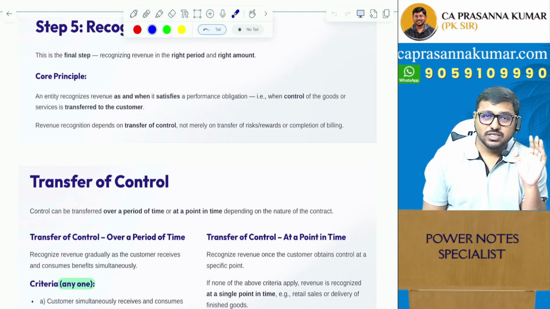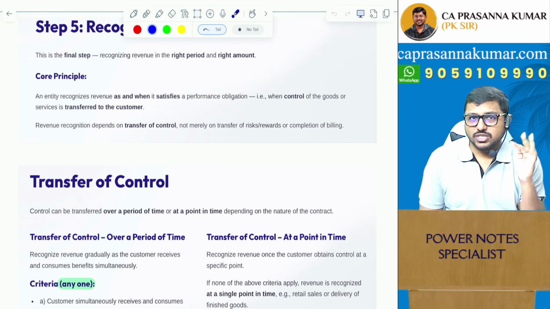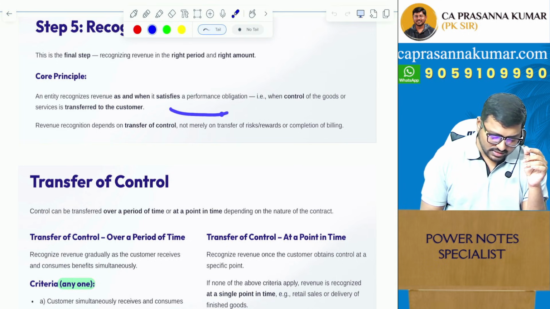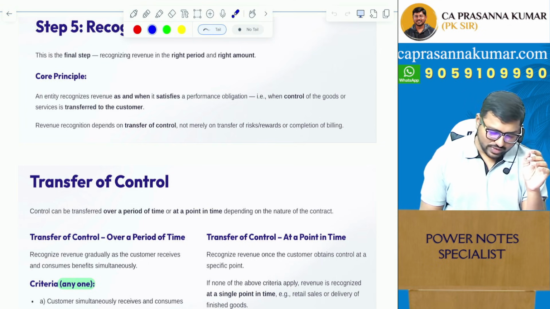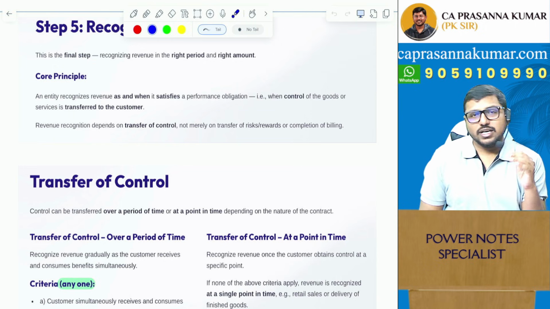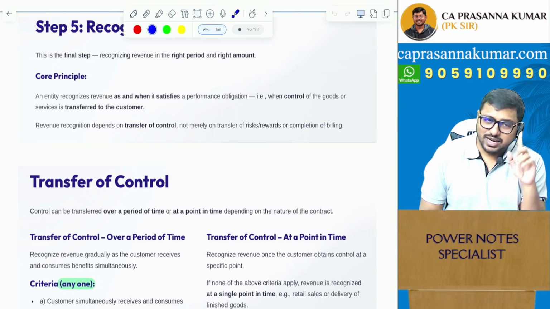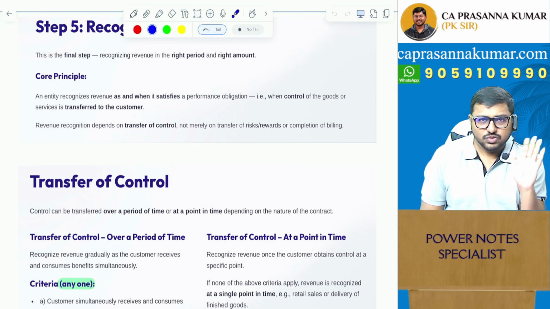Now the question is why PO satisfaction is very important. When I say PO is satisfied, it means control is transferred, whether in case of goods or services. So when control is transferred, PO is satisfied, and thereby you can recognize the revenue. This is what you got to remember.